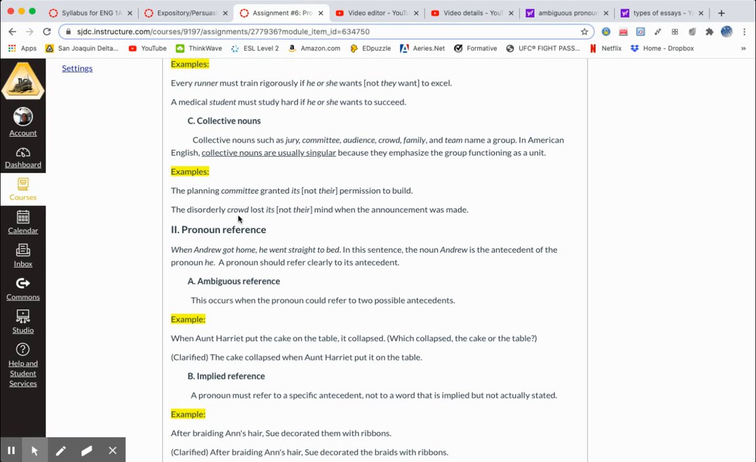The disorderly what? Crowd. That's a collective noun. It's one crowd, so it's singular. The disorderly crowd lost what? Its, not their, but its mind when the announcement was made.